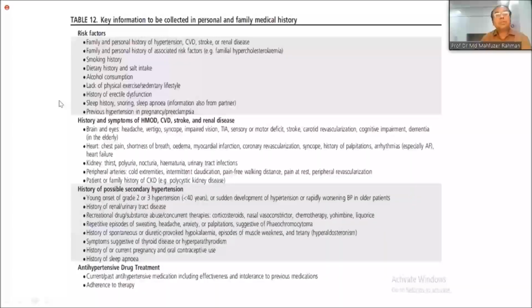Family and personal history of associated risk factors like hypercholesterolemia, smoking history, dietary history, salt intake, alcohol consumption, lack of physical exercise or sedentary lifestyle, history of erectile dysfunction, sleep history, snoring, sleep apnea, previous hypertension in pregnancy or preeclampsia. And history and symptoms of hypertension-mediated organ damage, cardiovascular disease, stroke, and renal disease.